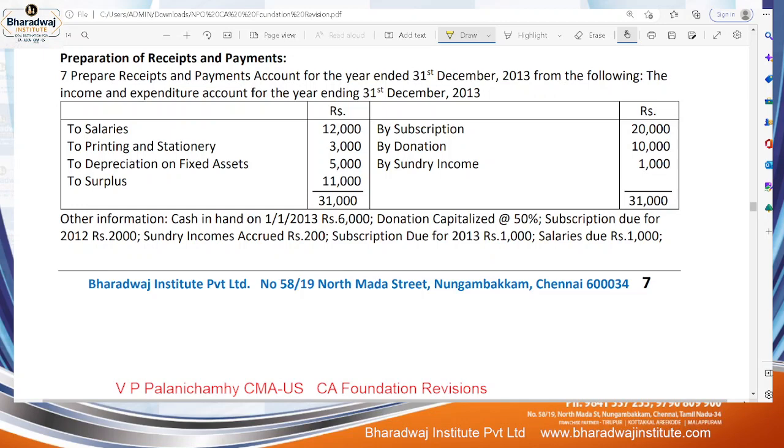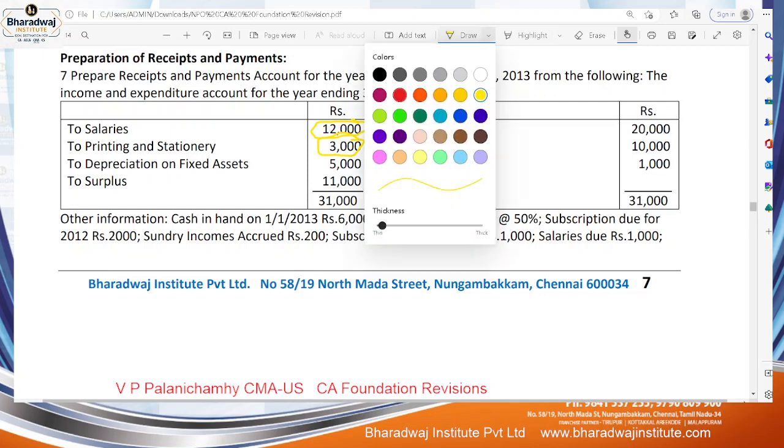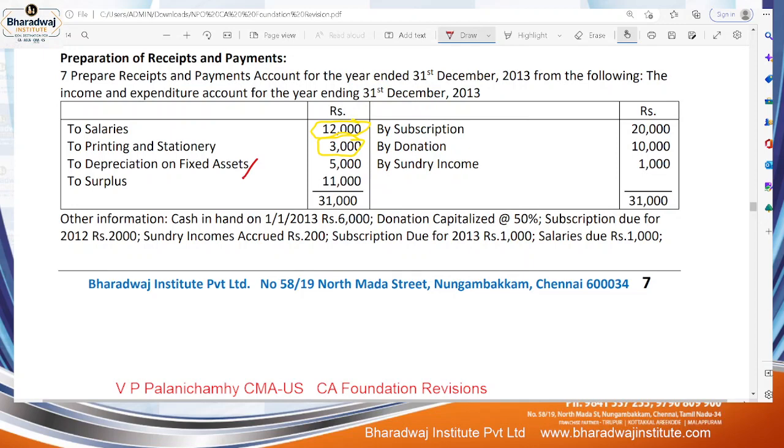What is given to her? This salary is which one? Accrual amount. Printing and stationery is an accrual amount. Wait. This one. What about depreciation on fixed asset? It's a non-cash item. This will not come in receipts and payments account. Surplus is also a non-cash item that will not come in receipts and payments account. Then subscription will come, donation will come, sundry expenses will come.